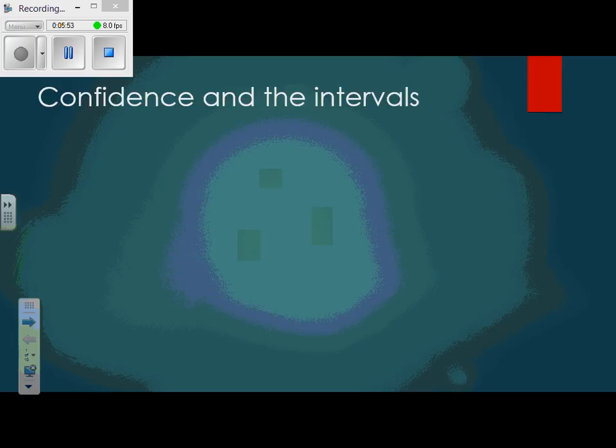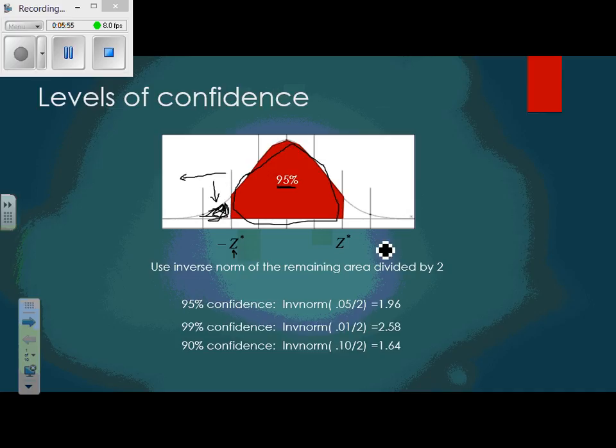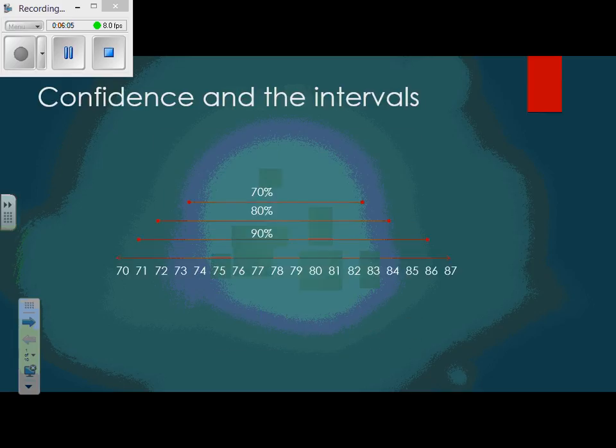So the idea here, if you notice, as we get more confident, our most confident level is 99% listed here, you go further out. Here's another way of looking at it. With 70% confidence, you're not going to go as far out. With 90% confidence, you're going to want a wider range.